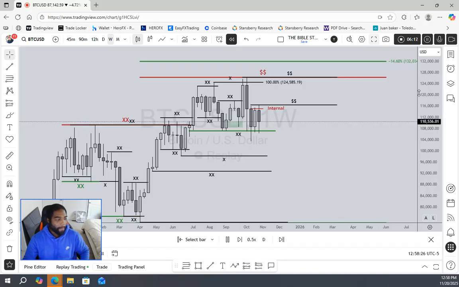Look at price go. You know, they gonna call it a market crash, but price is doing its due diligence. Price is just doing its due diligence.